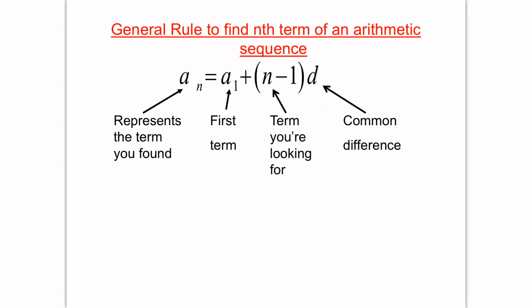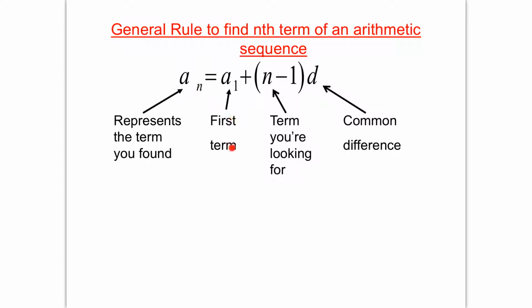So the general rule is a sub n equals a sub 1 plus n minus 1, inside parentheses, times d. What this is: a sub n represents the term that you found. So let's say that n equals 10. So we found the 10th term. n is 10, it is the 10th term.